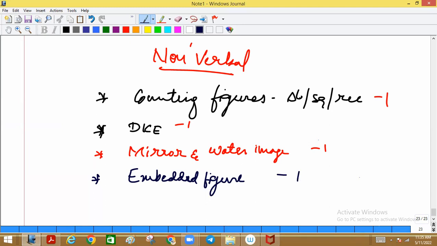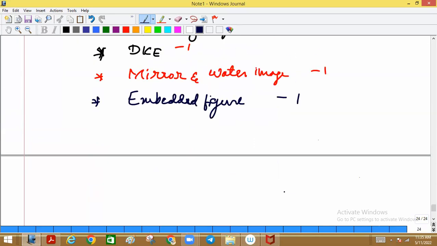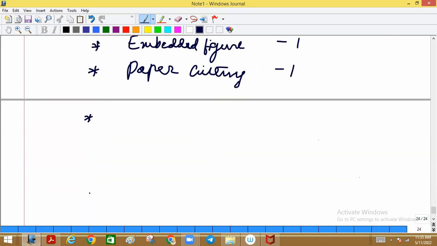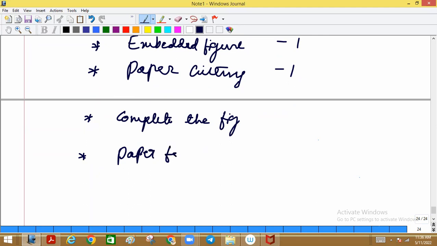If you want to cross check this, check with the 2021 question paper, so you'll have an idea. Embedded figure is followed by paper cutting. Paper cutting, you're getting one. From these two areas, one is complete the given figure and the second one is paper folding. Out of these two areas, you get one question.